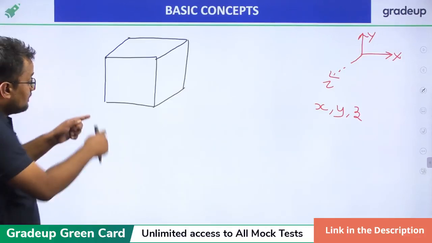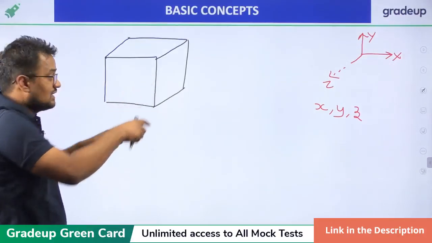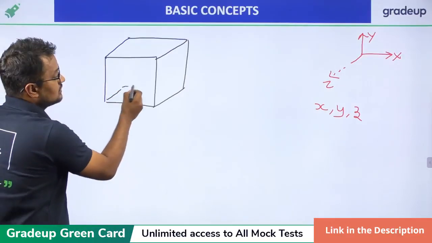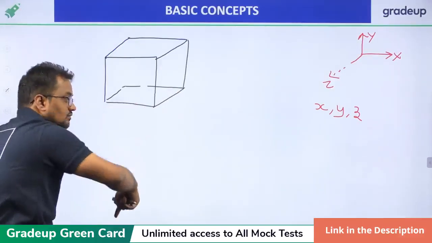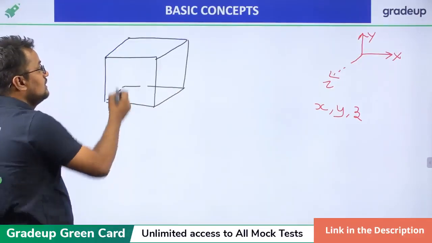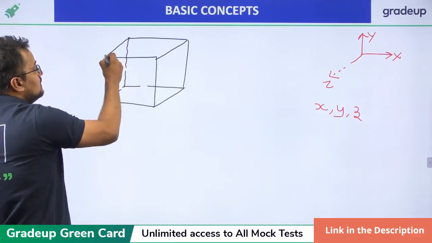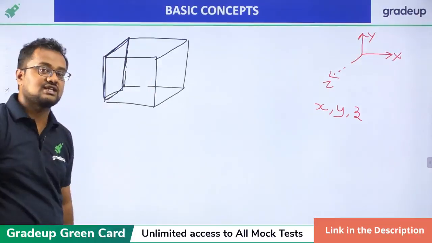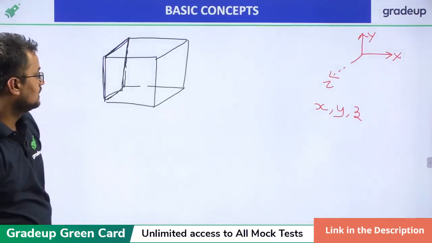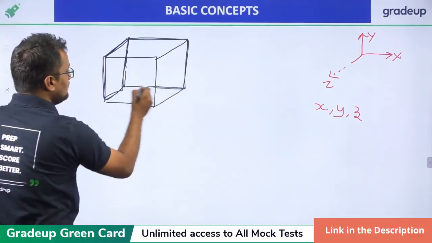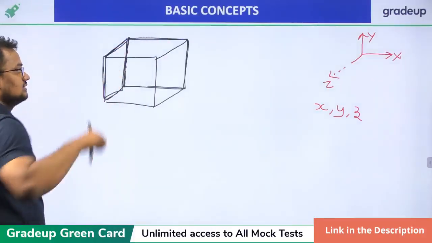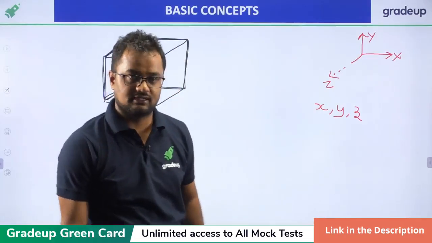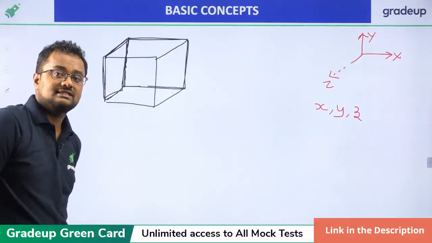So the bottom plane will be minus Y plane, because the outward normal here is in negative Y direction. If I consider this, then the outward normal is in minus X direction, so we will call this minus X plane. And this plane will be minus Z plane. Now I am denoting stresses on these planes, my friends. Please see here.